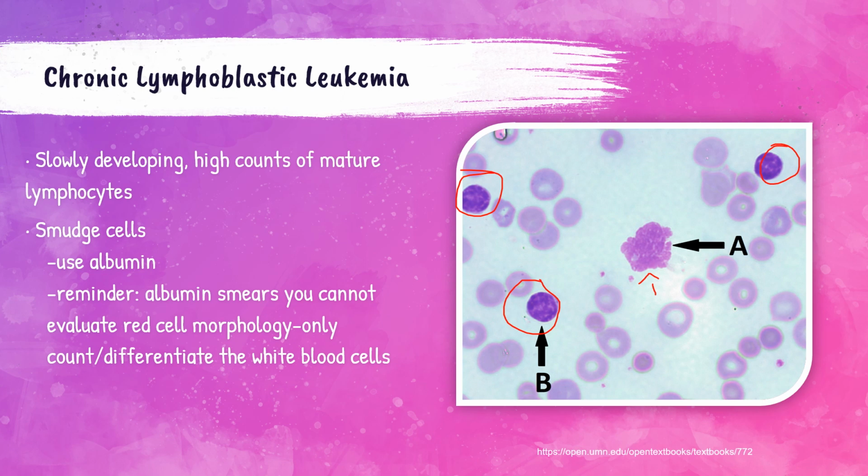This albumin prevents fragile cells from being damaged by the slide making process, and this allows you to get a proper differential. So there won't be any smudge cells on an albumin slide, so you can count all the cells. It's important to note that you cannot evaluate red blood cell morphology with an albumin smear. Just use the regular smear for that, and then count the 100 cells on the albumin smear slide.